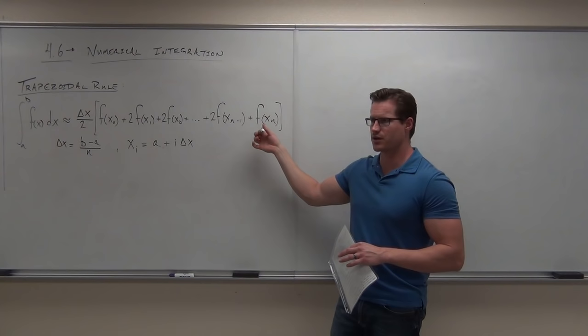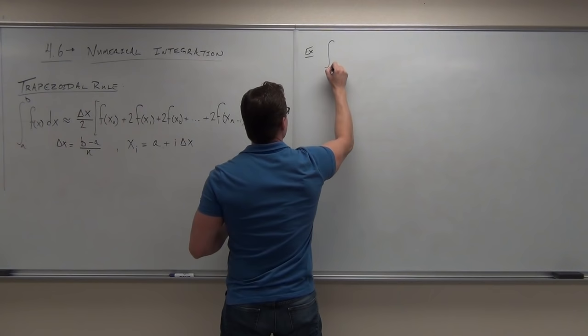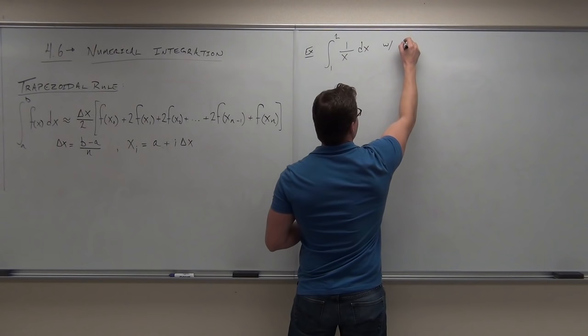Okay. So let's do our example. What we're going to do is approximate the integral from 1 to 2 of 1 over x, dx. And what we want to do is approximate this with n equals 10.